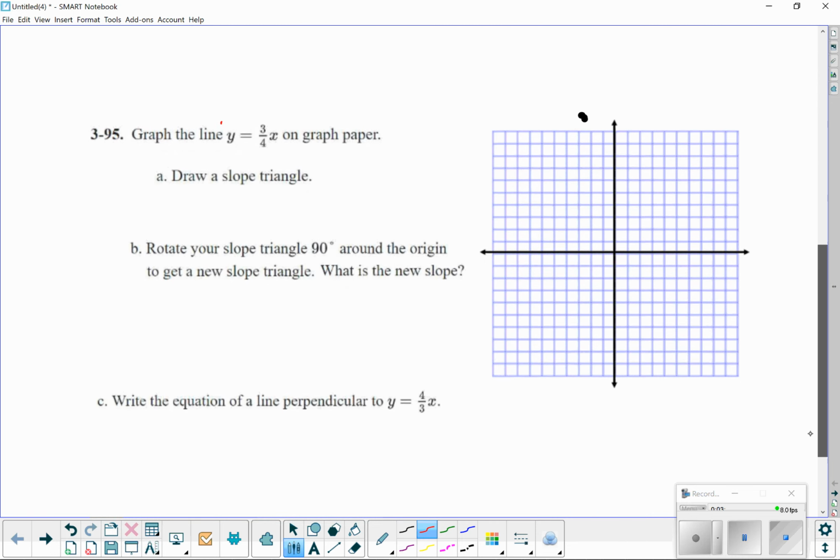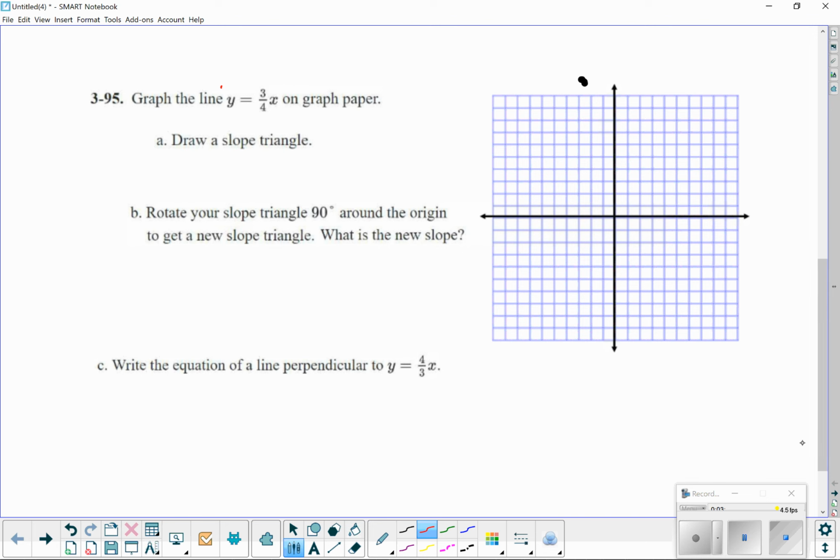Okay, number 95, this is the last one. See, I told you this homework wasn't going to be too bad. Only 2 problems. Number 95, graph the line y equals 3/4 x on the graph paper right here. Notice that y equals 3/4 x doesn't have a y-intercept. It's actually plus 0, which means we're going to start at 0 right here, and the slope is up 3 and over 4. So you watch how I was doing this.